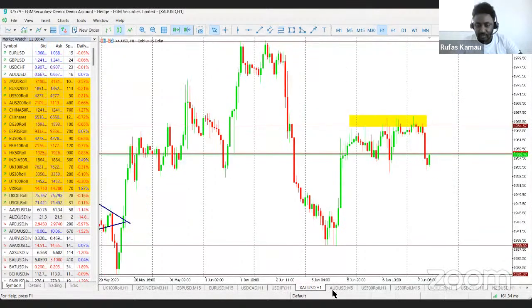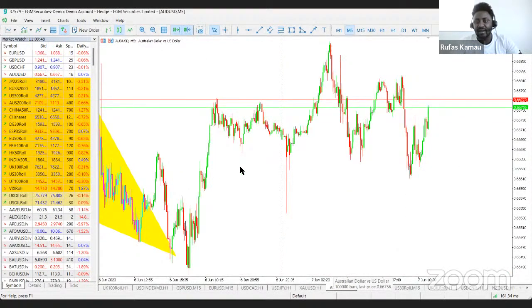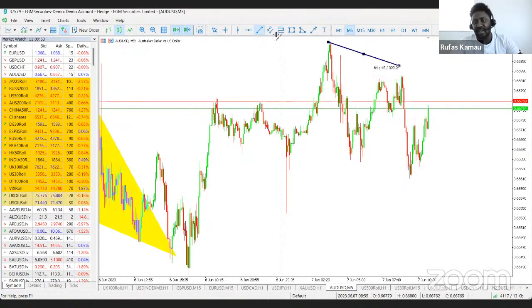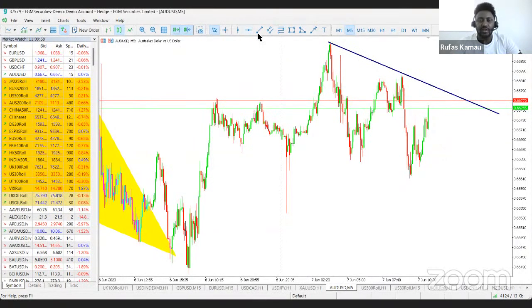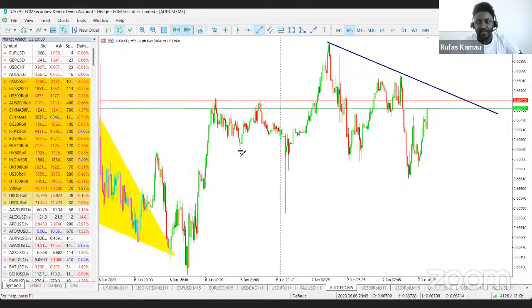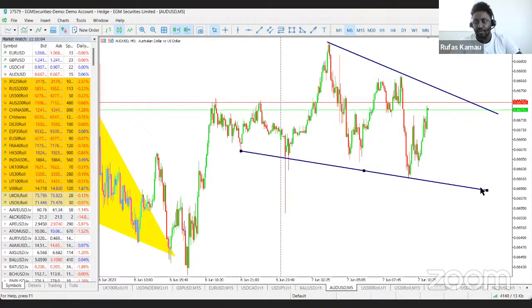So for AUDUSD, clearly also consolidating. This week, I wouldn't say it has been pretty trending. What we are seeing is a lot of consolidations. To some traders, this is bad. And to some other traders, this is awesome because they look for breakouts.